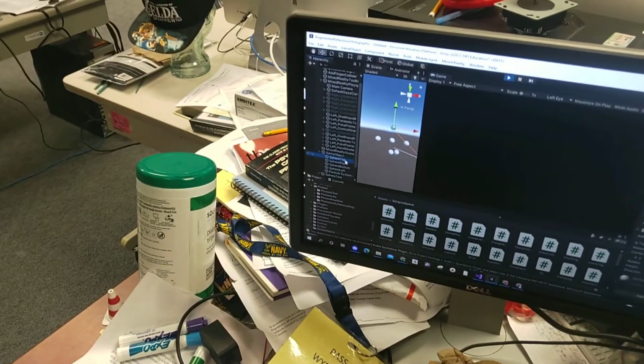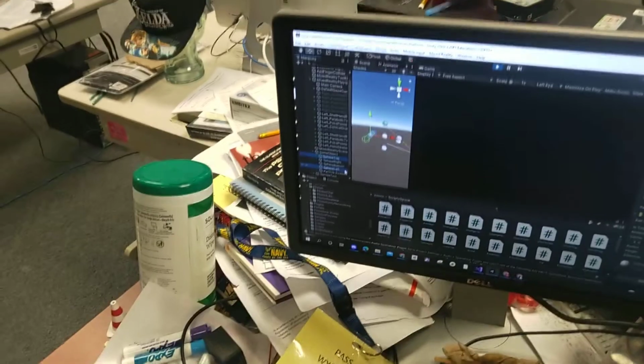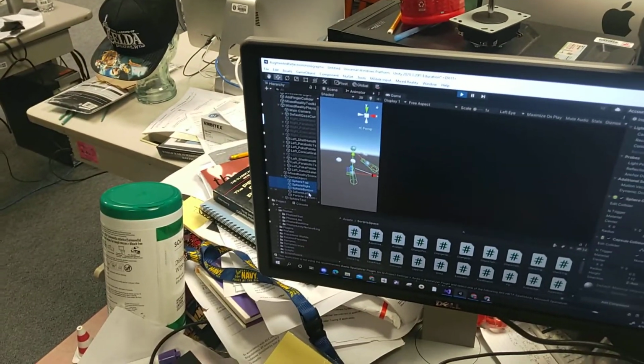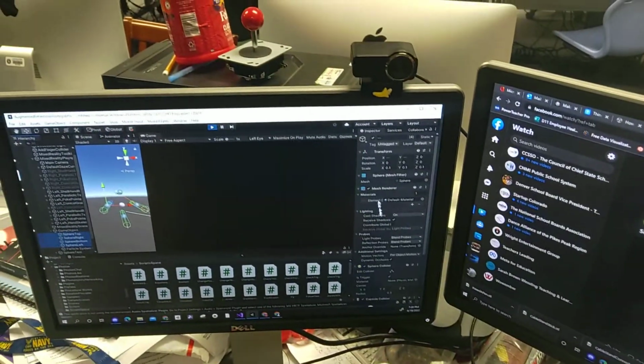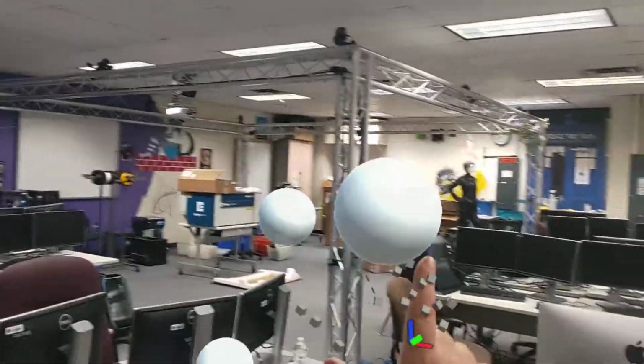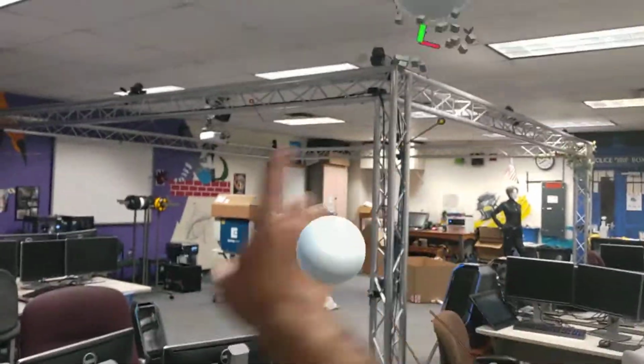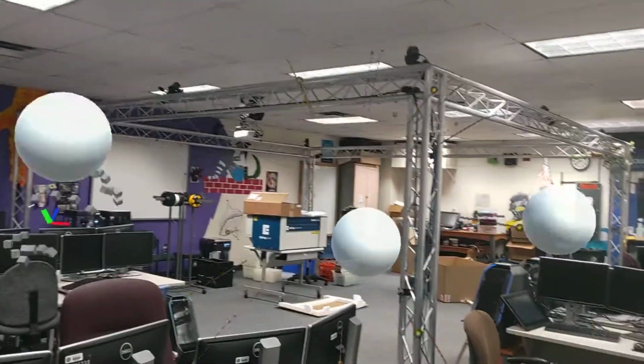Now, ultimately, what we would do is we would take the different parts of the spheres or whatever that we've got in here, and we would basically just make it so that they didn't have a mesh renderer on them. And then we would be able to do the same kind of thing, but without having anything in front of us.